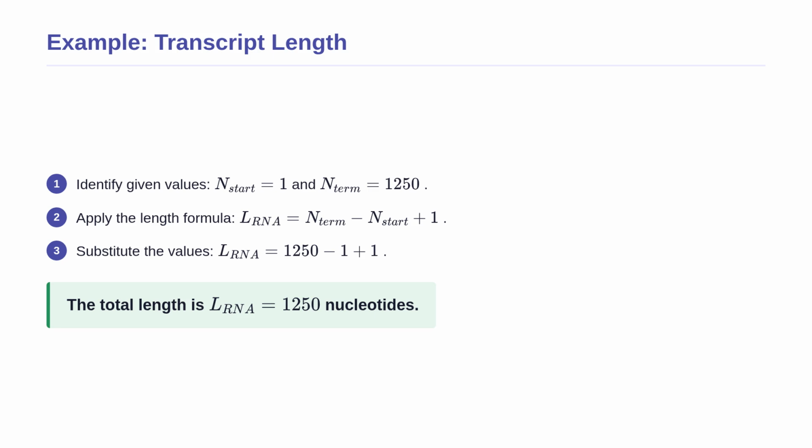We choose our length formula and substitute n term with 1250 and n start with 1. Subtracting 1 gives us the raw difference, and adding 1 corrects for the inclusive boundary. The final answer is 1250 nucleotides. This means the structural gene successfully coded for a molecule exactly that many building blocks long.